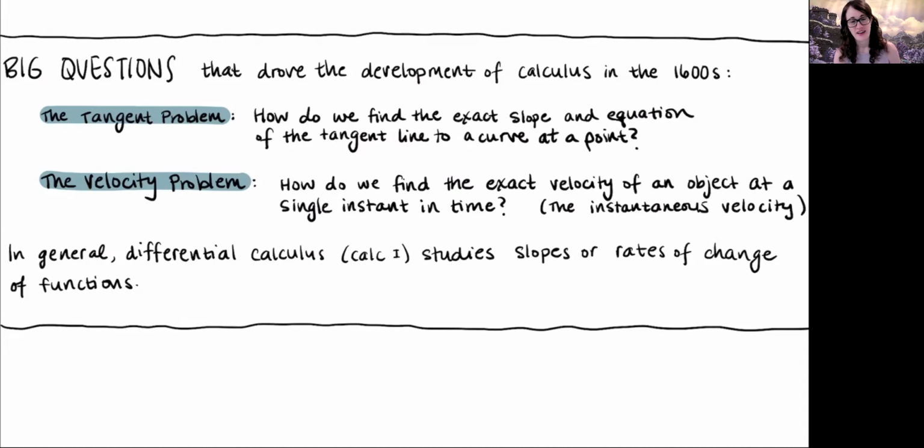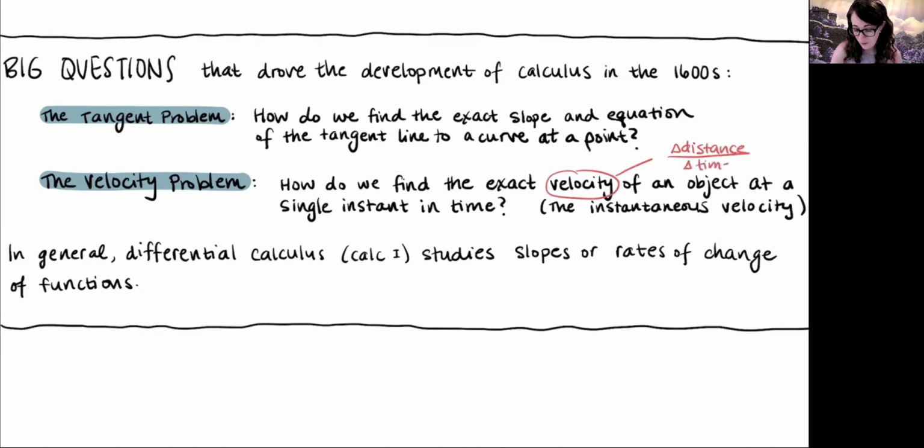The second question that drove the development of calculus, differential calculus at least, was called the velocity problem. That is a similar, related problem. And this is kind of wondering how we find the exact velocity of an object at a single instant in time. Or in other words, the instantaneous velocity. We're going to answer both of these questions. But you can see in the velocity problem, the problem is really similar to the tangent line problem. Right? Just as a reminder, velocity is change in distance over change in time.